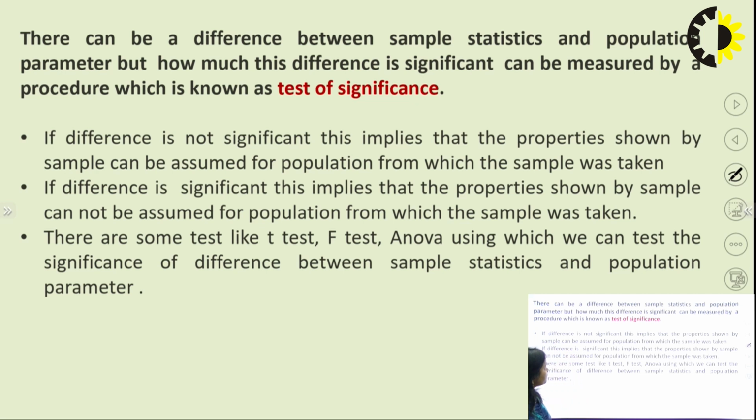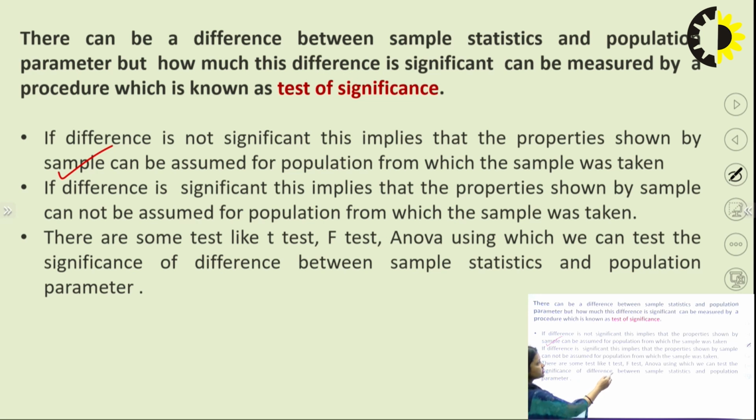If we apply a test of significance, then we can test the significance of the difference between the sample statistic and the population parameter. If the difference is not significant, then the properties shown by the sample can be assumed for the population also. And if the difference is significant, then the properties shown by the sample cannot be assumed for the population.